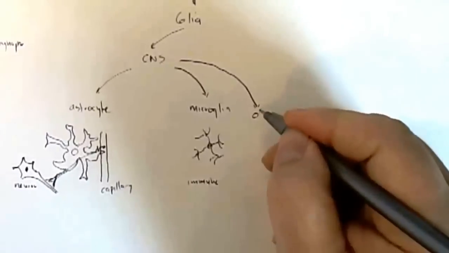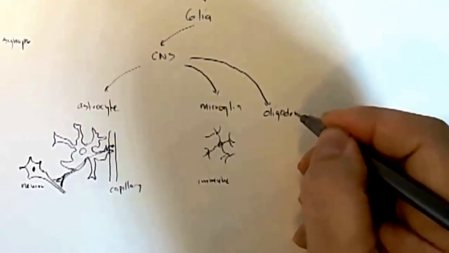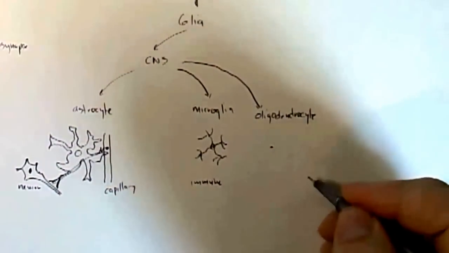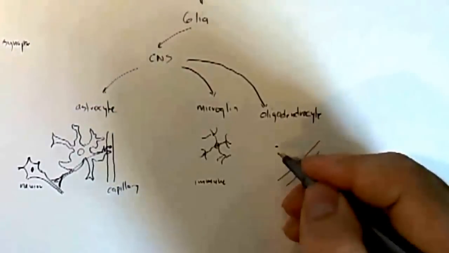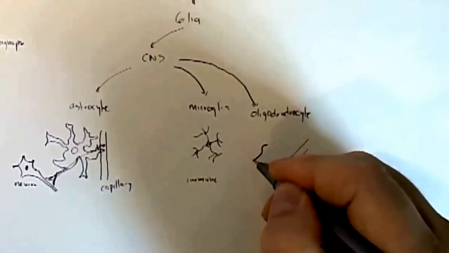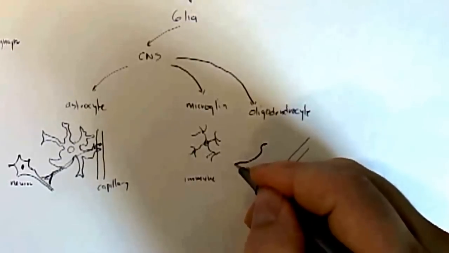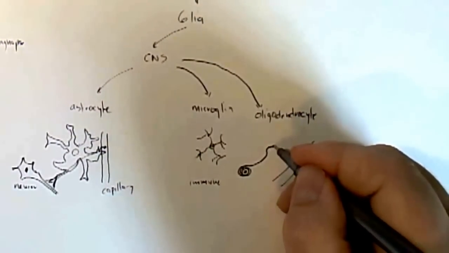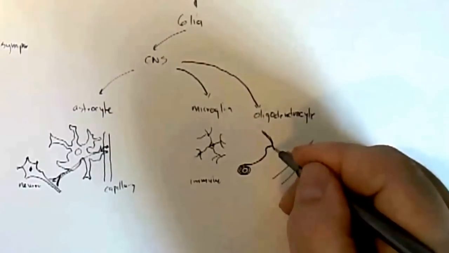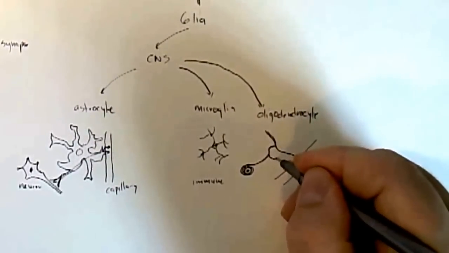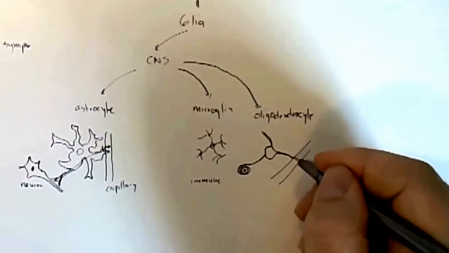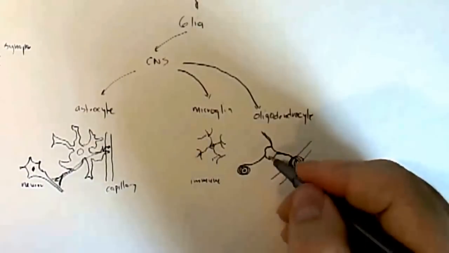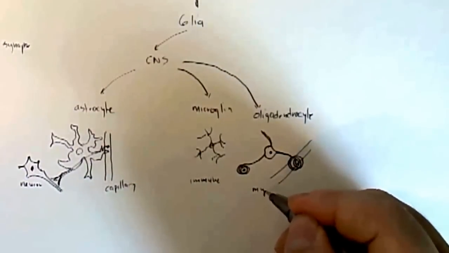We have something called an oligodendrocyte. If we have a neuron going through here, an oligodendrocyte is a cell that will extend feet and wrap around a neuron. So maybe another one goes over here and another one comes, and it will extend and wrap around a neuron multiple times. And that provides the myelin. So it does something called myelination.